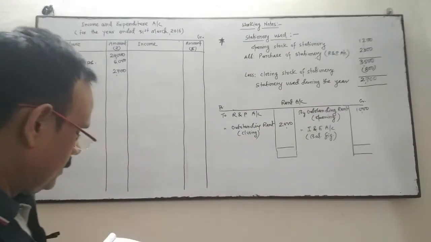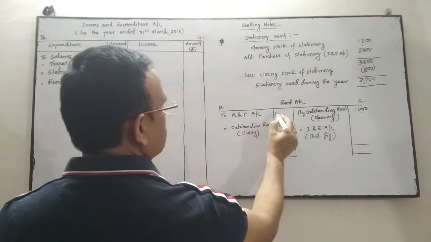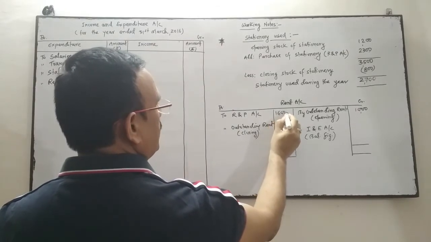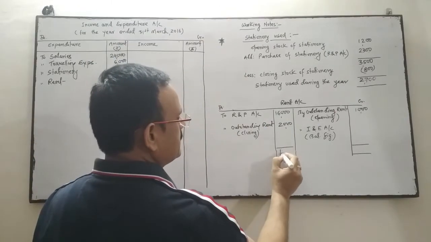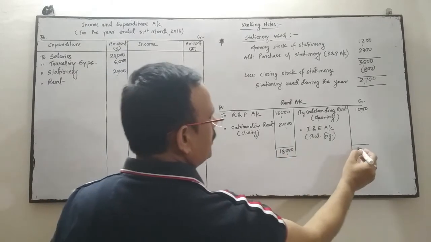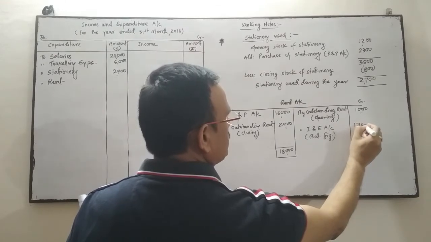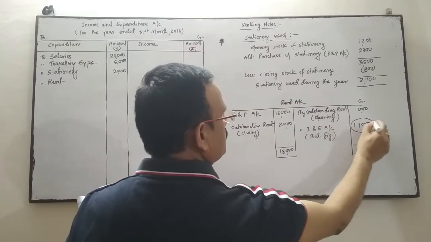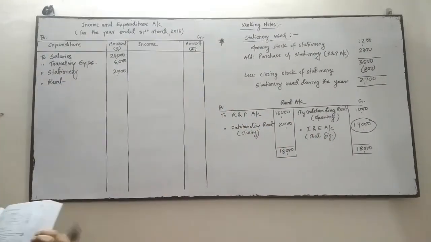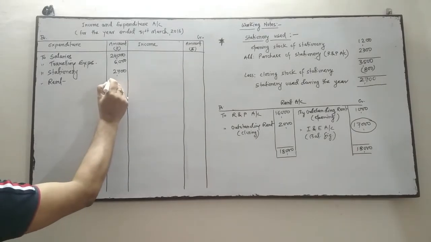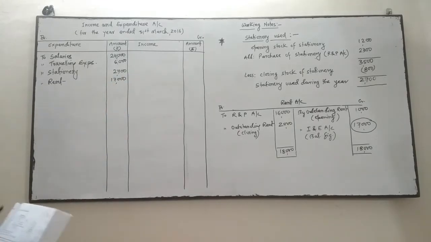And rent on the credit side of the receipt and payment account is given as 16,000. Write this amount, 16,000. This much rent we have paid during the year. So the total on this side is 18,000. Write the same figure over here, 18,000. Then the balancing figure is 17,000. This figure we will transfer to the income and expenditure account, indicating that this much rent is related to the current year.